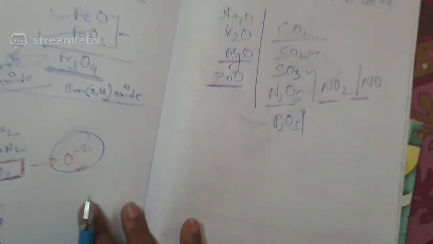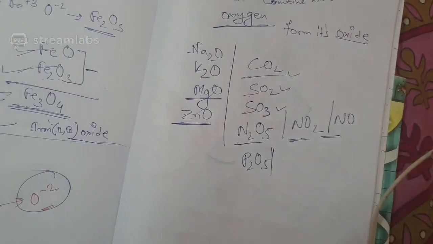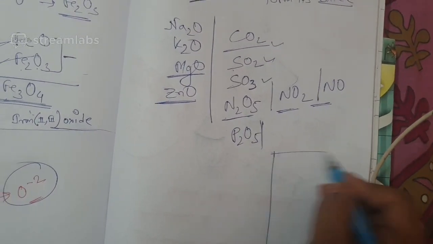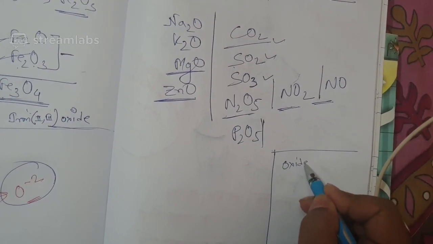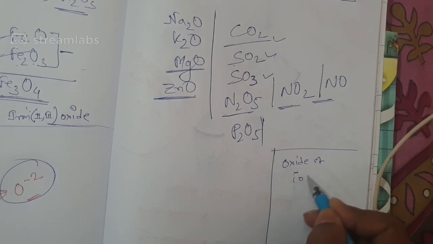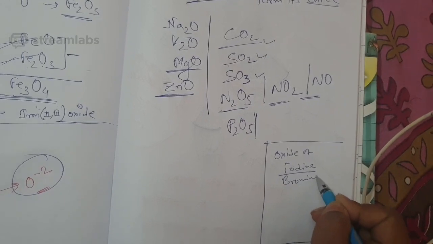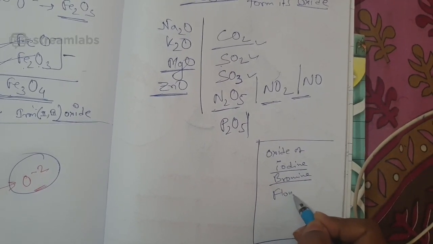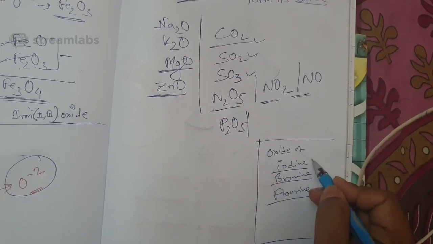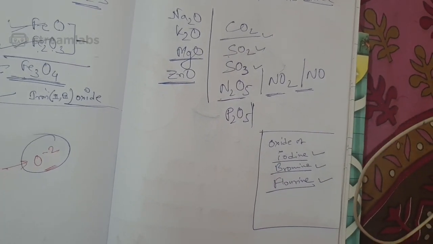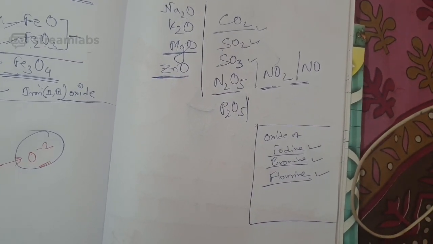However, oxides of iodine, bromine, and fluorine are very rare to see, because there are reasons.